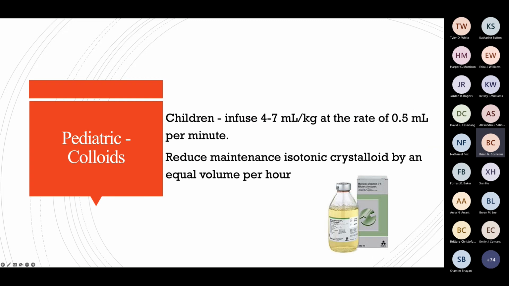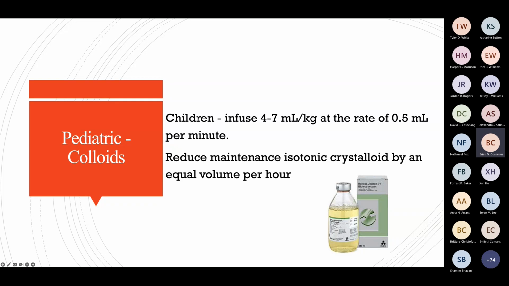For pediatric patients, the albumin dose is generally weight-based, 4 to 7 mLs per kilo, and you're going to infuse that at a half mL per minute. Over time, if you see that you're starting to use more and more albumin, you want to start cutting back on the crystalloid by an equal amount. So if I'm giving 50 mLs of albumin an hour, I want to reduce my crystalloid infusion by 50 mLs per hour.